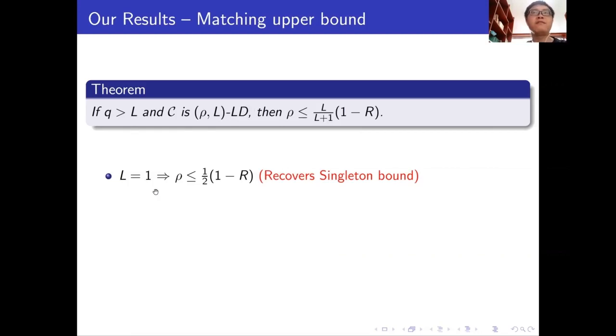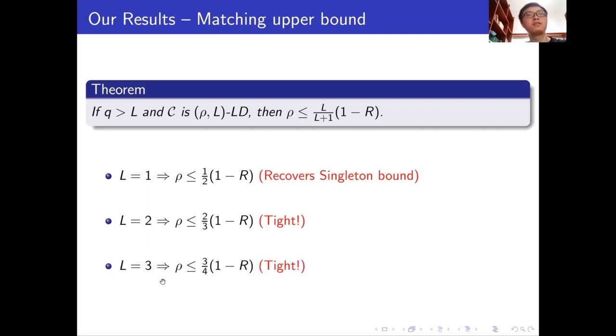Setting L equals 1, we have rho is at most 1/2 times (1 minus R), which recovers the Singleton bound for unique decoding. If L equals 2, we have rho is at most 2/3 times (1 minus R), and we know that this is tight by our first construction. Setting L equals 3, we have rho is at most 3/4 times (1 minus R), and we know that this is also tight by our second construction.